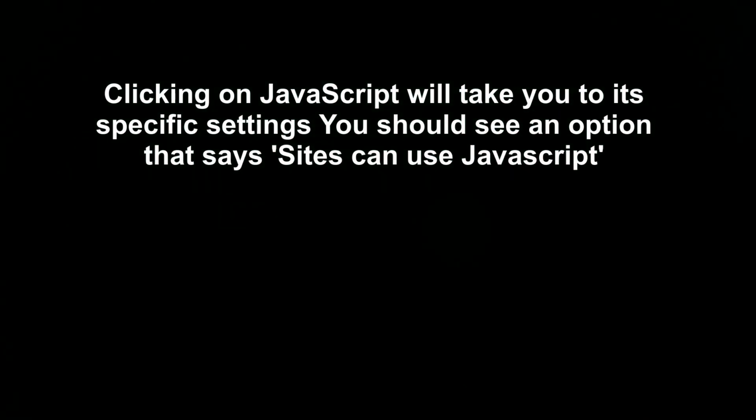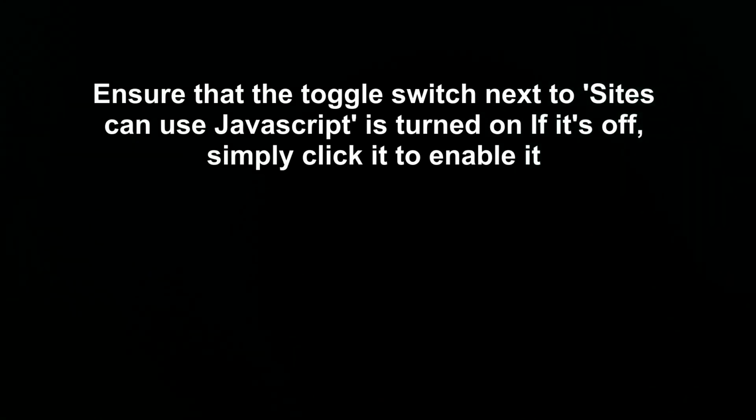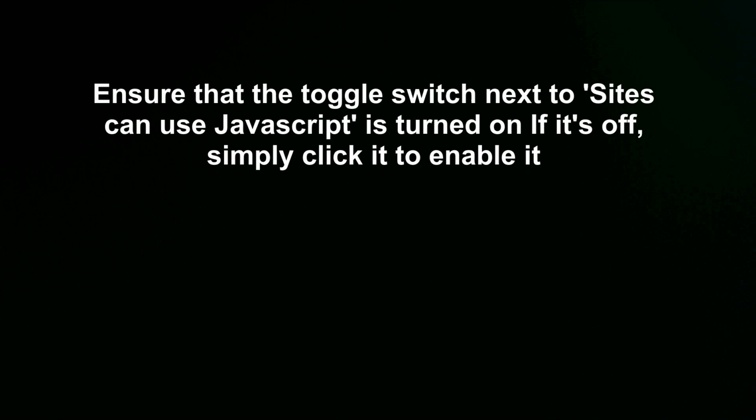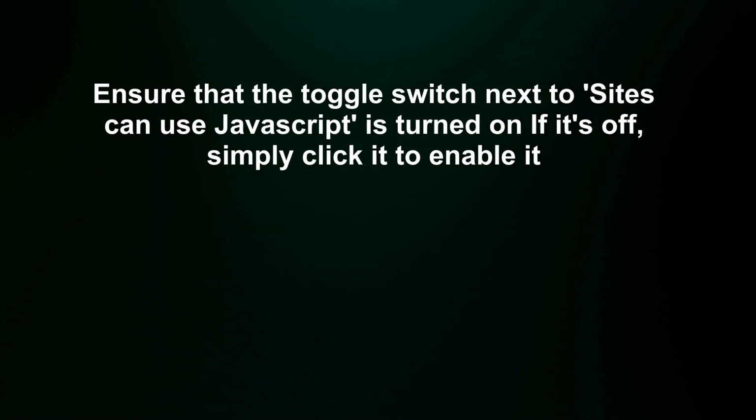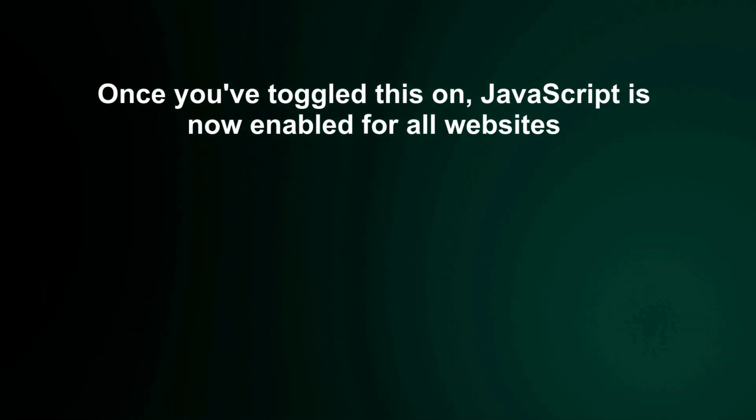You should see an option that says Sites can use JavaScript. Ensure that the toggle switch next to Sites can use JavaScript is turned on. If it's off, simply click it to enable it. Once you've toggled this on, JavaScript is now enabled for all websites.